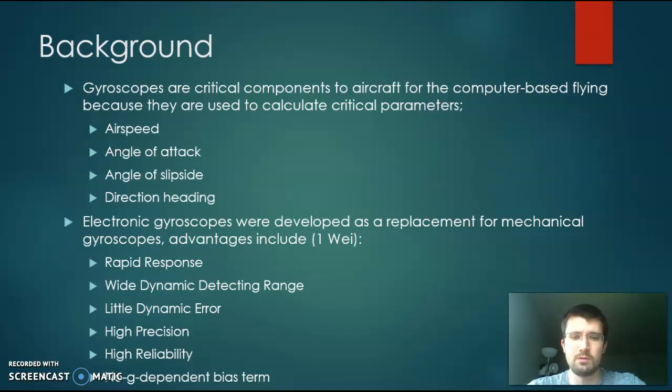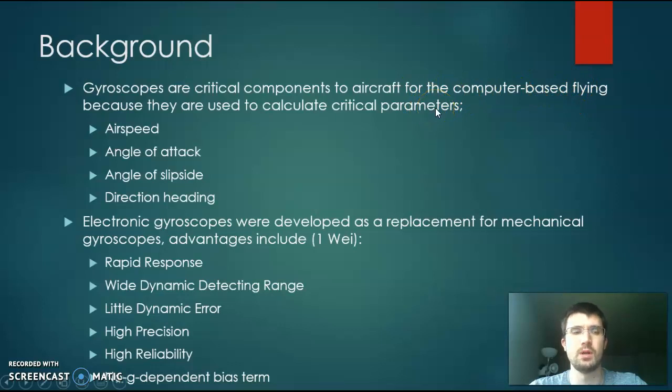The research paper written by shows some of the parameters and aspects of electronic gyroscopes that are better than mechanical ones, such as more rapid response, higher precision, and higher reliability. Because of these, electronic gyroscopes are widely used today, much more than mechanical gyroscopes are.